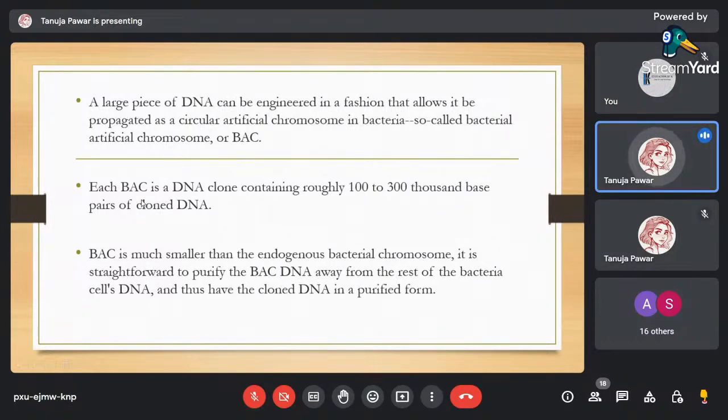Each bacterial artificial chromosome is a DNA clone containing roughly 100 to 300,000 base pairs, that is, kilo base pairs. A bacterial artificial chromosome is much smaller than the endogenous bacterial chromosome. It is straightforward to purify the bacterial artificial chromosome DNA away from the rest of the bacterial cell's DNA, and thus have cloned DNA in a purified form.